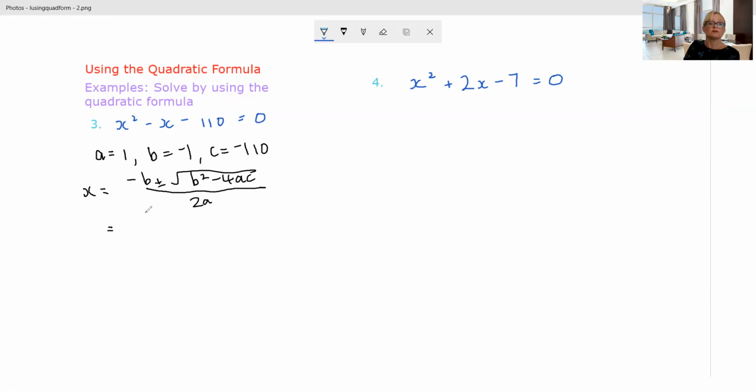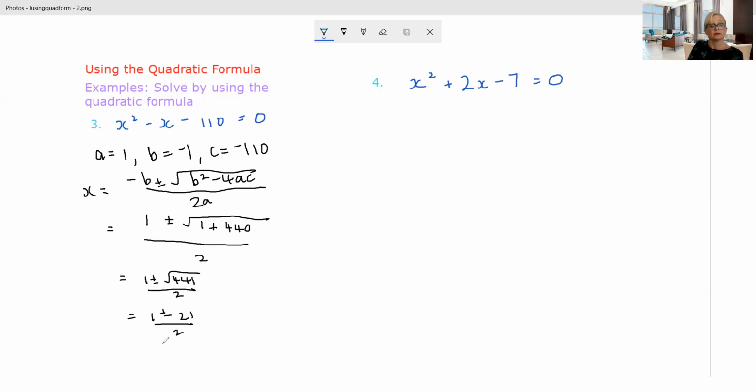So if B is -1, negative B is +1. -1 squared is 1, minus 4 times 1 times that, so it's going to be plus 440, all over 2A, which is 2. So we get 1 plus or minus root 441 on 2. The square root of 441 is 21. So we get 1 plus 21 on 2, or 1 minus 21 on 2. This first one gives you 22 on 2, which is 11. This one gives you -20 on 2, which is -10.